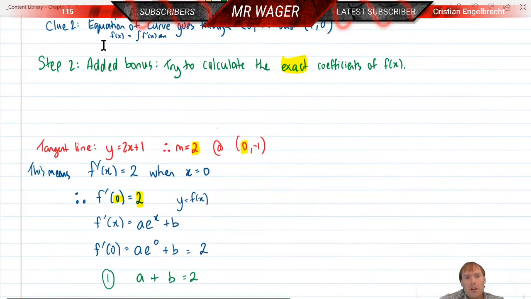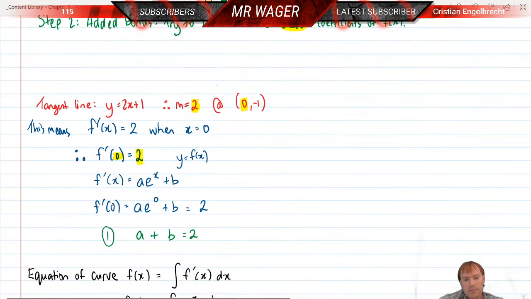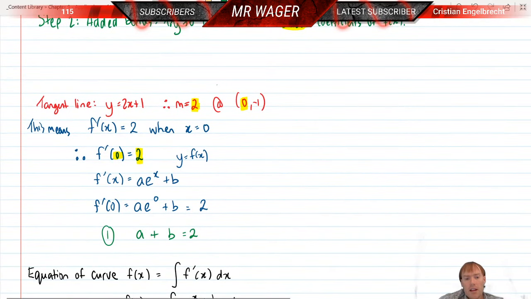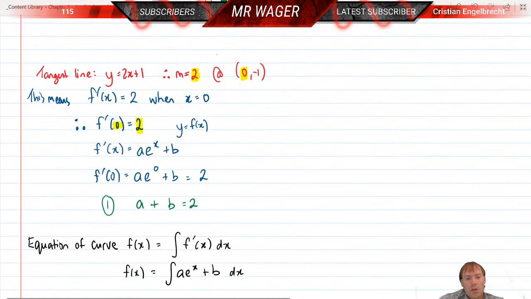Clue number 2 was to say that the equation of the curve, the original function, not the dy dx, but the original function, f of x, or y if you like, goes through these two coordinates. So to get that original function, we're going to have to anti-differentiate f dash of x. And when we do that, we're going to have a constant at the end of it as well. So we're going to have some a's and b's in our antiderivative, but we're also going to have a constant as well. So here is what the original function is.